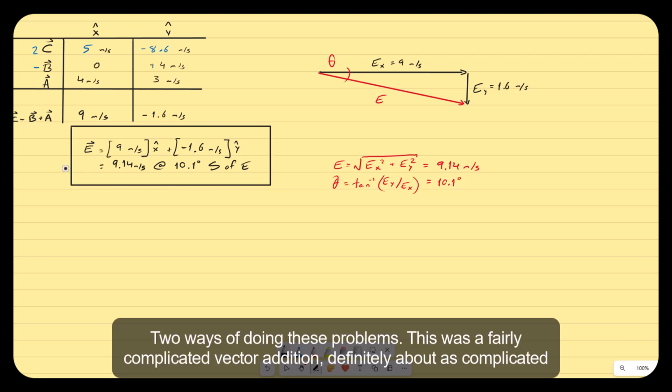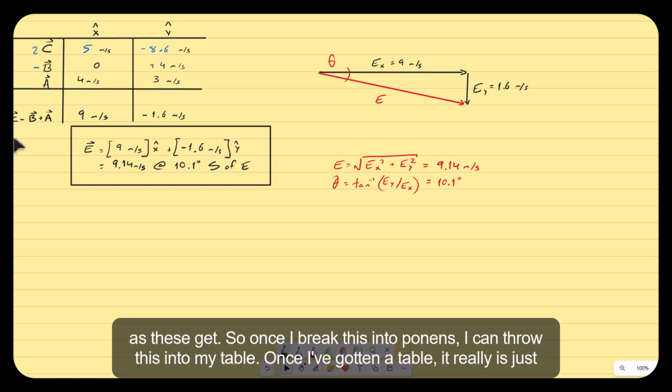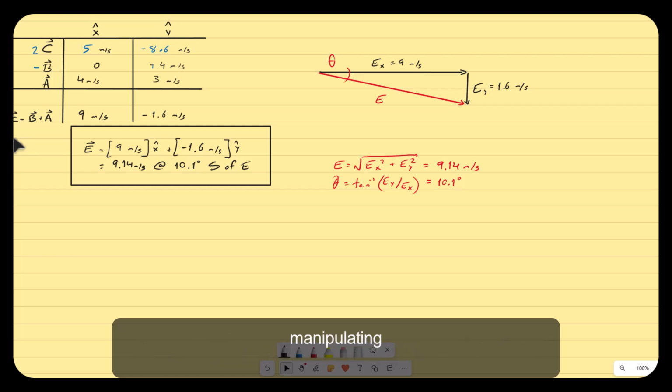Two ways of doing these problems. This was a fairly complicated vector addition, definitely about as complicated as these get. So once I break this into components, I can throw this into my table. Once I've got my table, it really is just manipulating and adding the columns as much as I need to, then reconstructing in the end if it's required. That's it.